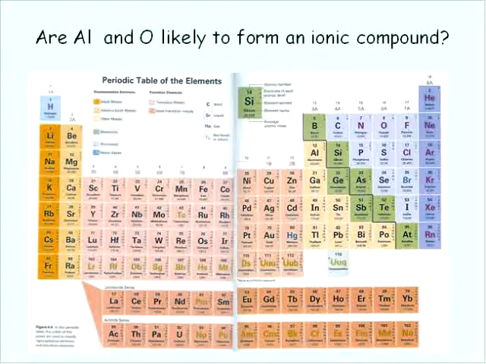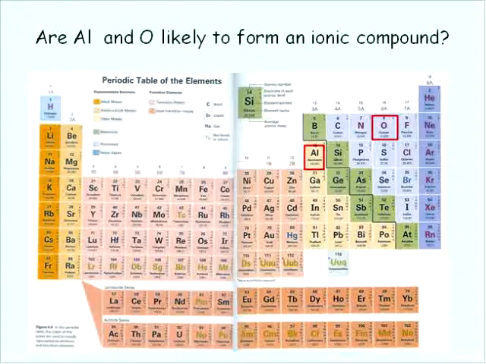Take a look at aluminum and oxygen. Aluminum is in group 3A. It will tend to lose 3 electrons, and so that would be a metal. Aluminum is a metal, and this is a nonmetal. And so, yes, this would form an ionic compound.